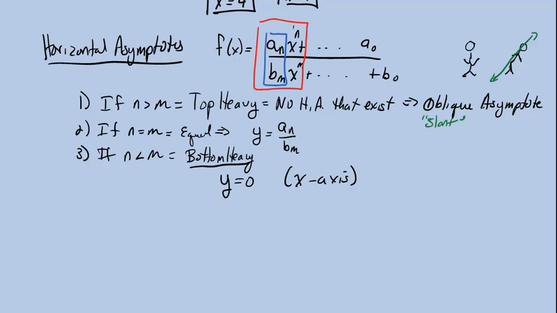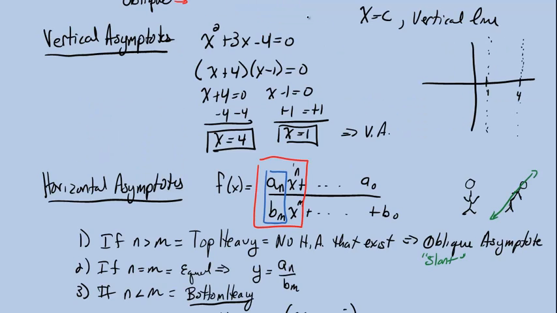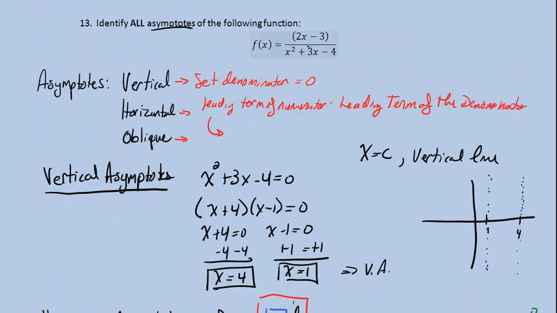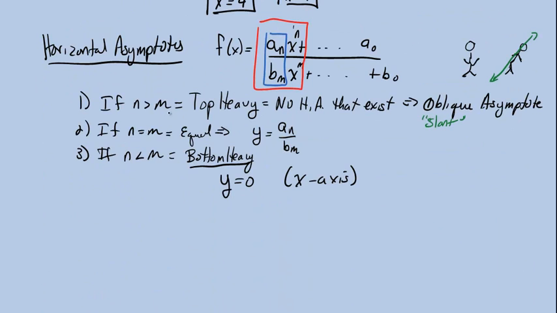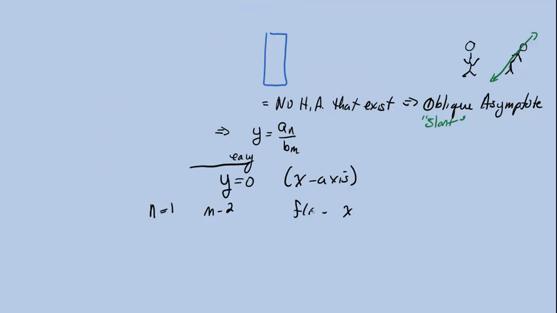So if we look at this example specifically, we have the function 2x minus 3 over x squared plus 3x minus 4. The degree of our numerator is 1, and the degree of our denominator is 2. So in this circumstance, our n value is 1 and our m value is 2.